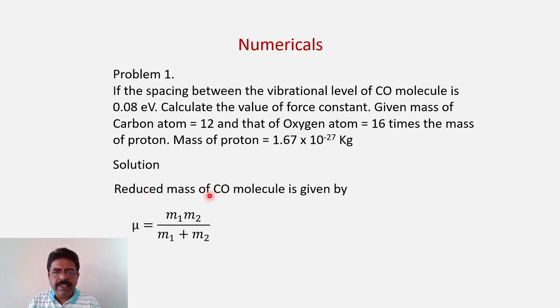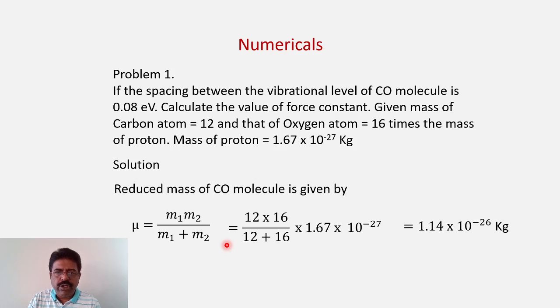have to calculate the reduced mass of the carbon monoxide molecule. The two atoms, carbon and oxygen, are involved in the CO molecule, and they have masses 12 times and 16 times respectively of the proton mass. So mu is equal to m1 m2 upon m1 plus m2. This is the formula to find the reduced mass of the carbon monoxide molecule. So m1 is equal to 12 and m2 is equal to 16, but it should be multiplied by the proton mass.